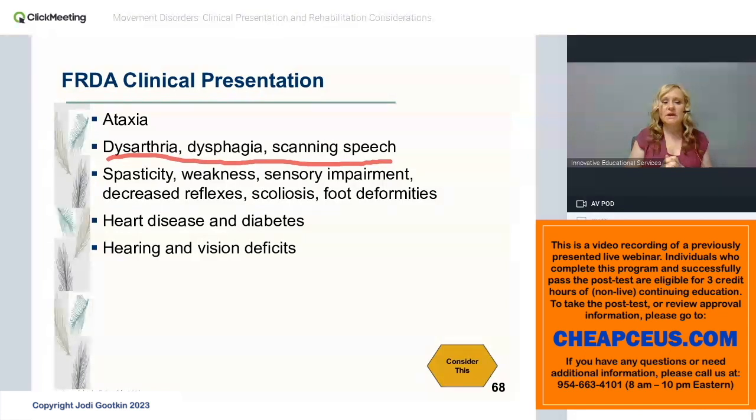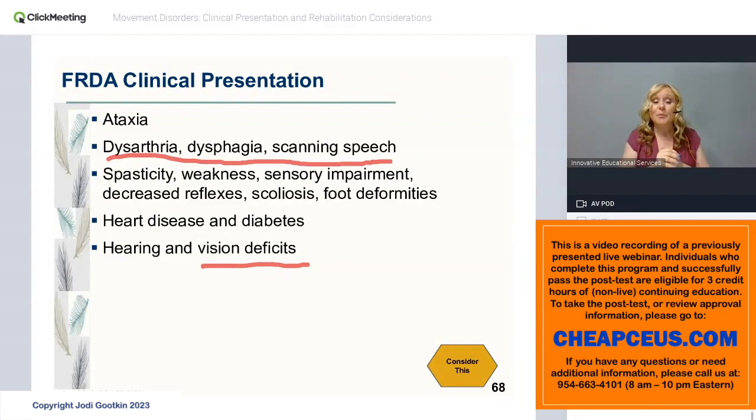There tends to be optic involvement, so hearing as well as vision deficits. You might want to consider incorporating at least a simple vision assessment for these individuals. They feel it has to do with the mitochondrial changes and fibrosis that's occurring in the optic nerve, and that may change their visual spatial relationships.